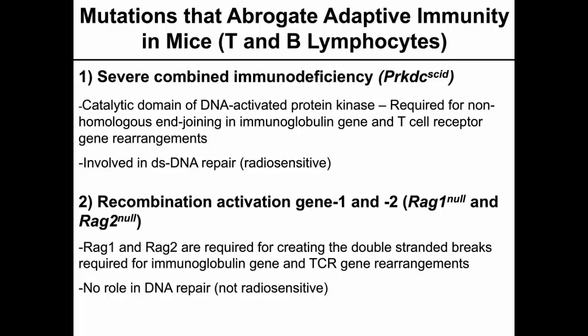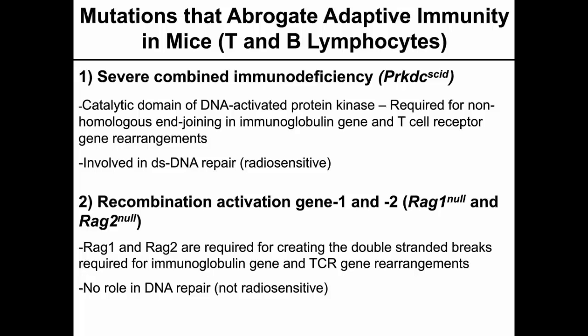The first is the severe combined immunodeficiency mutation. This is basically a mutation in the catalytic domain of a DNA-activated protein kinase that is required for non-homologous end-joining of immunoglobulin genes and T-cell receptor gene rearrangements. So with this mutation, you no longer get VDJ recombination, no B-cell receptors or T-cell receptors, and no T cells or B cells. An important caveat is that SCID mutations are actually important for DNA repair, so SCID mice are radiosensitive. It's important to keep that in mind whenever you're creating humanized mice.